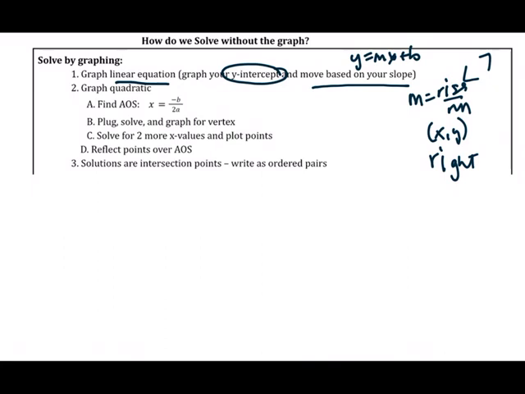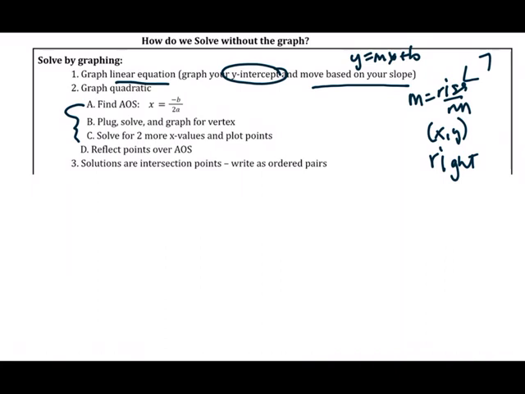So first, graph your line, then graph your quadratic, and here's a little reminder on how to graph our quadratic. Remember to first find the axis of symmetry, x equals the opposite of b over 2a. You can plug that in to find the vertex and graph your vertex. And then you can make a table to find 2 more x values and y values for your quadratic and reflect those over to the other side, and then connect the dots to graph.